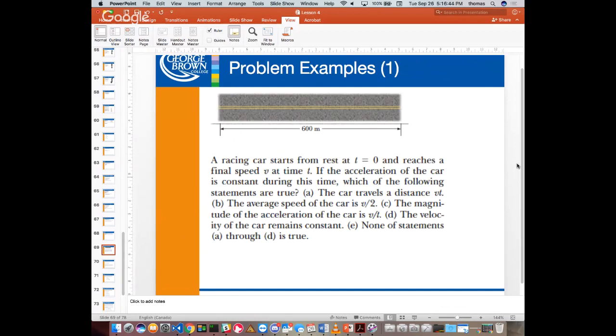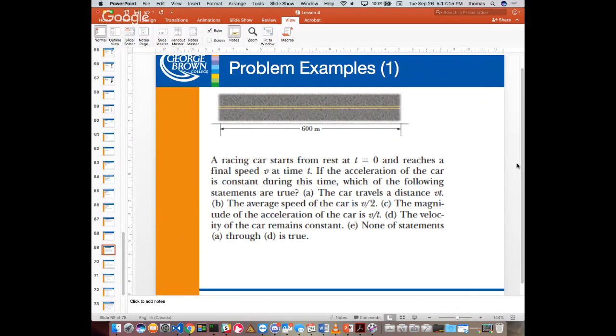A distance vt. So remember I said a racing car starts at t equal to 0 and reaches a final speed of v at time t. So then the total distance traveled is vt. Is that true? Why? Because it says if the acceleration of the car is constant during this time. That's the key, right? Okay, B, the average speed of the car is v, the velocity, divided by 2. Is that true? No. Why is that not true?